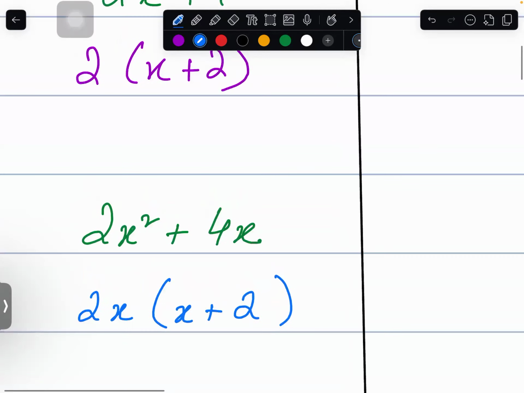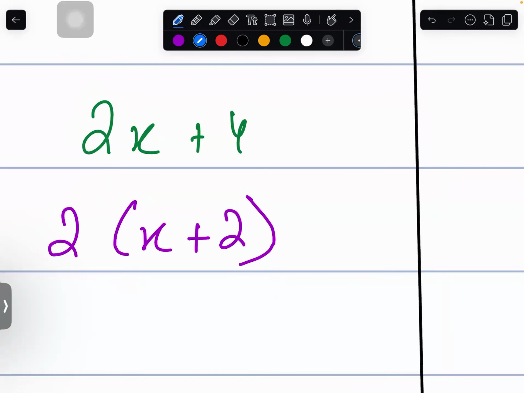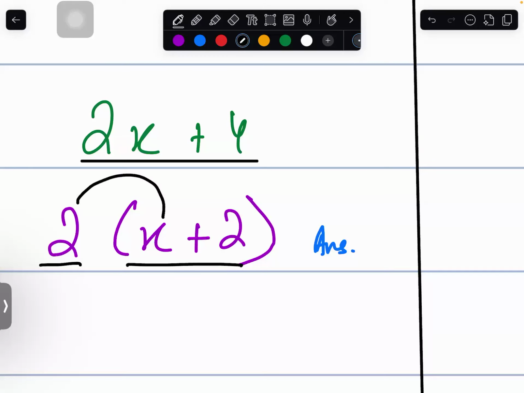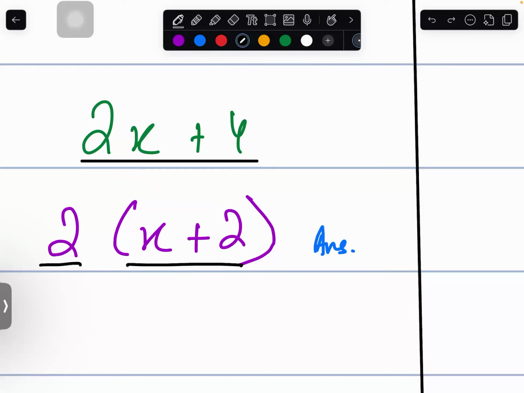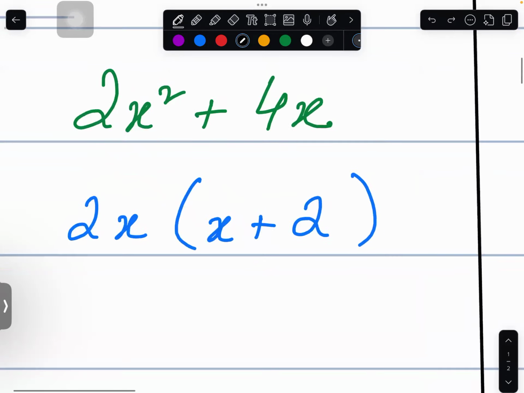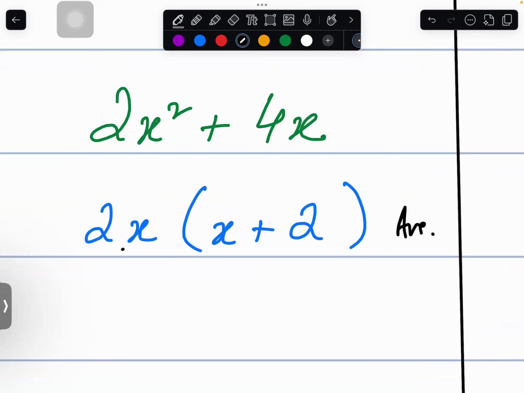Now, wait. How can you verify that you have taken your common correctly? How can you claim that this is the right answer? What you can do is quickly multiply this number with the bracket again and see if you're getting the original or not. If you are, it means that you have done everything correctly. So 2 times x will give you 2x. 2 times 2 will give you 4. It means yes, you have done it correctly. You can do this with the second question as well. Just multiply this 2x with the x, so you will have 2x squared. Just multiply this 2x with the 2, so you will have 4x. It means that you have done it correctly.